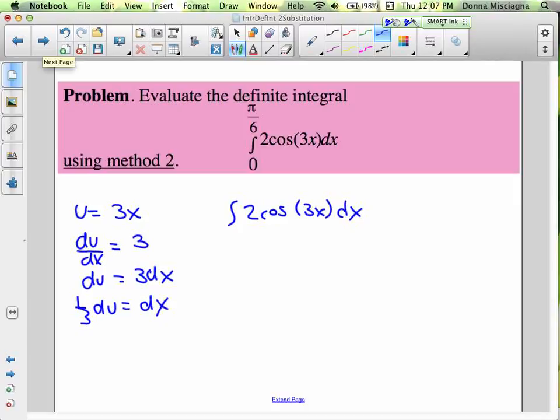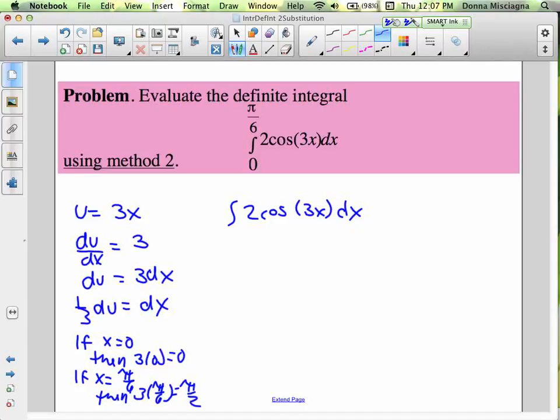The only thing that we have to change is the limits. So now, I'm going to go low to high, right? Whatever number this is, this goes at the bottom. So if x is 0, then 3 times 0 is 0. So that didn't change. If x is pi/6, then 3 times pi/6 is going to give us pi/2. So this time we're changing the limits. I plugged in 0, I got 0. I plugged in pi/6, I got pi/2. And so now we'll integrate.